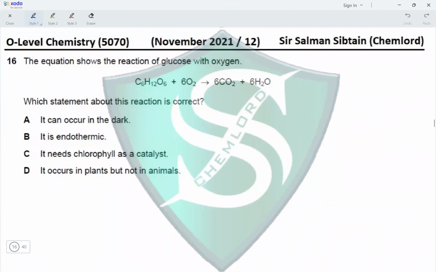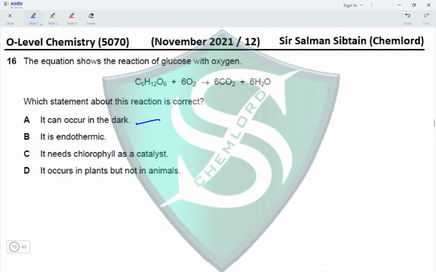Question 16. The equation shows the reaction of glucose with oxygen. Which statement about this reaction is correct? It can occur in the dark. This is the reverse of photosynthesis. Photosynthesis consumes carbon dioxide and water, producing glucose and oxygen, and that requires light. This is the backward reaction, so it will not require light. It can occur in the dark. So option A is correct.